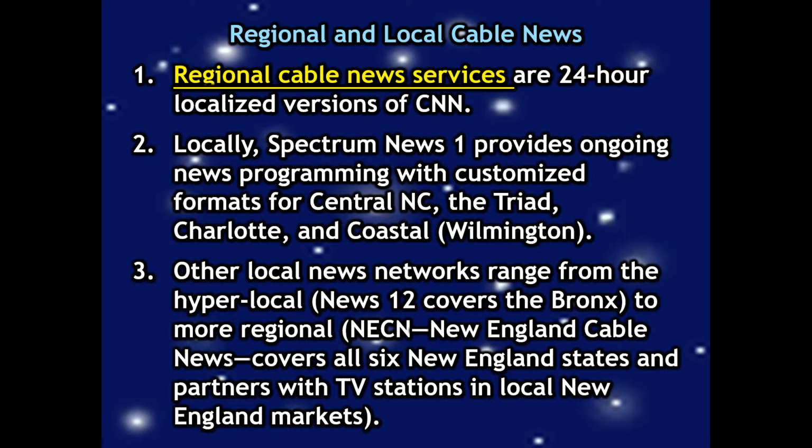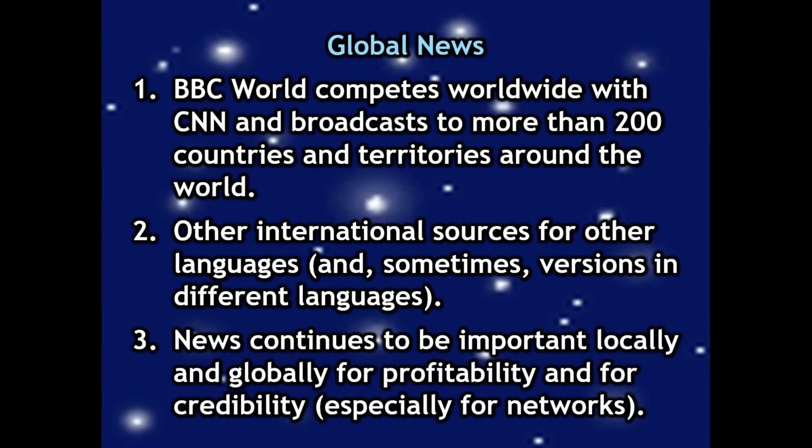Other local news networks provided by cable systems throughout the country will range in scope from being hyper-local. For example, there is a cable news channel that specifically serves the Bronx. And you can have stations that cover all of a market area. This happens in places like Pittsburgh. You can also have more regional types of news stations. Like in New England, they have New England Cable News, which covers stories from all 6 New England states.